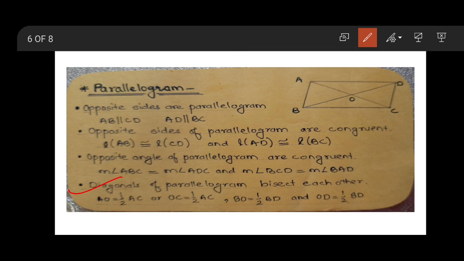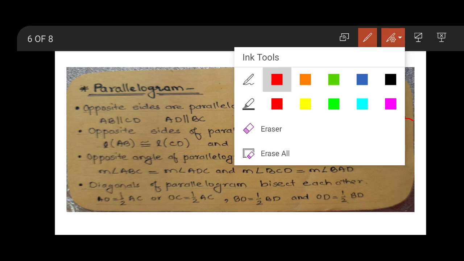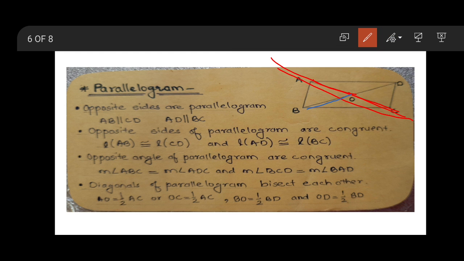The diagonals of a parallelogram bisect each other. It means AO is half of AC or OC is half of AC. In the same way, BO is half of BD and OD is half of BD.